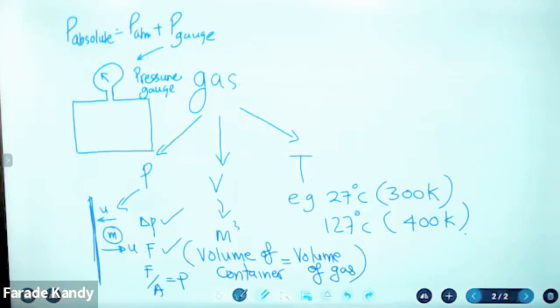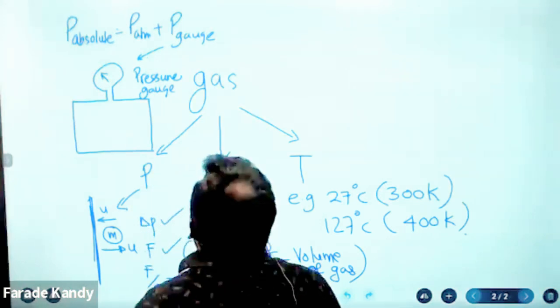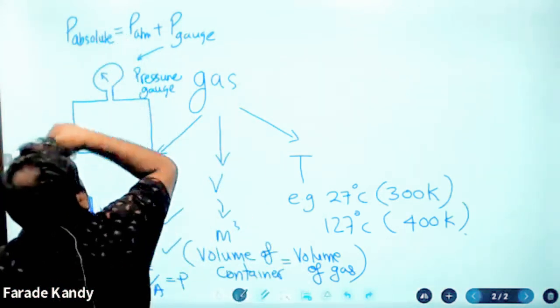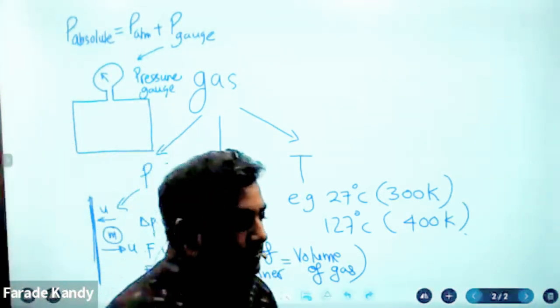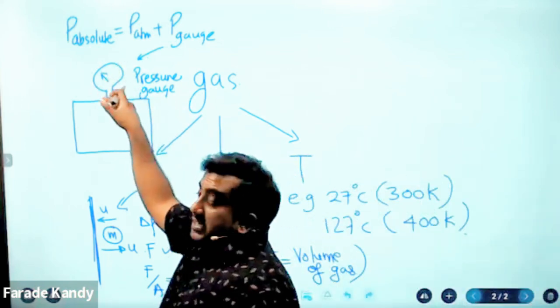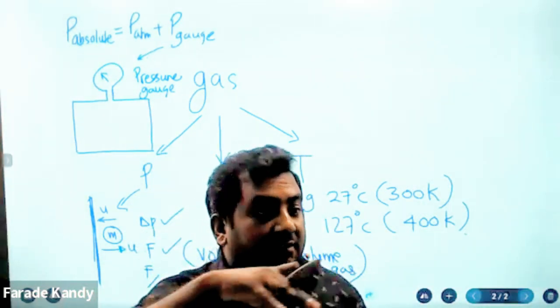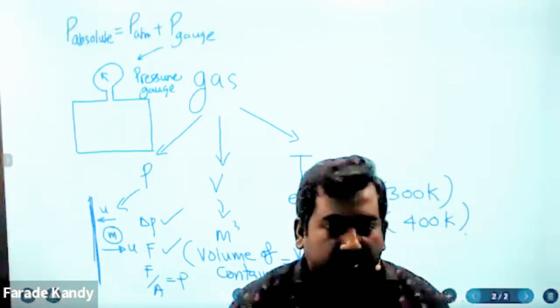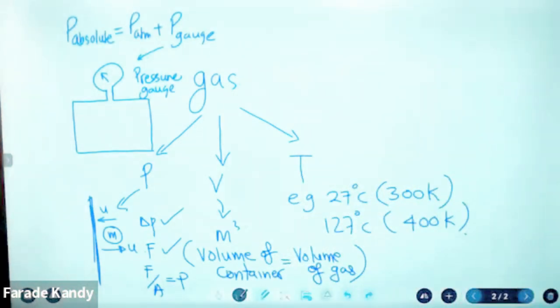If you want, write the equation again. Some of you have forgotten. Absolute pressure equals atmospheric pressure, P ATM, plus gauge pressure. Quickly write. Normally, if they draw a diagram and give you a pressure gauge, it always measures what? Gauge pressure. Right. Next one.